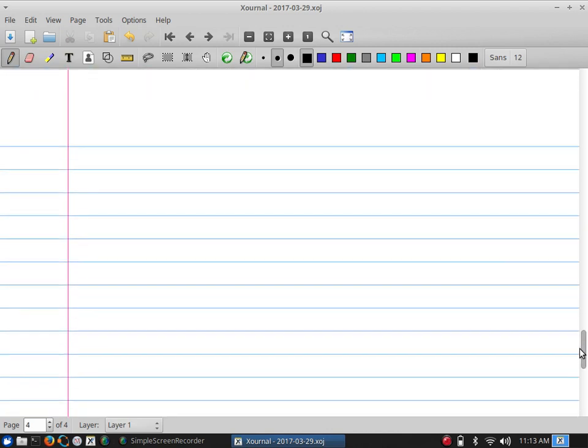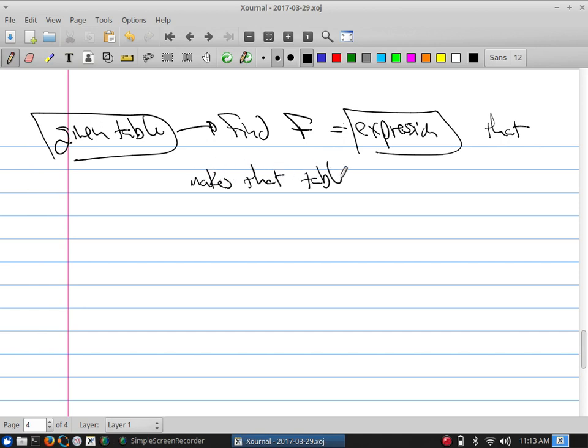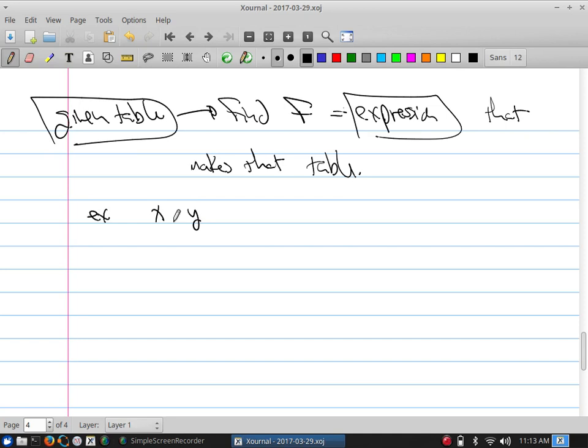So that kind of gets to the question of, if the table is what matters, if I was given the table, could I find a function equal to an expression that makes that table? So, for example, if I said x and y, and I looked at my function, I noticed I had 0, 0, 1, 1, 0, 1, 0, 1, and I found that this is 0, 1, 0, 0. My question would be, could you give me an expression?